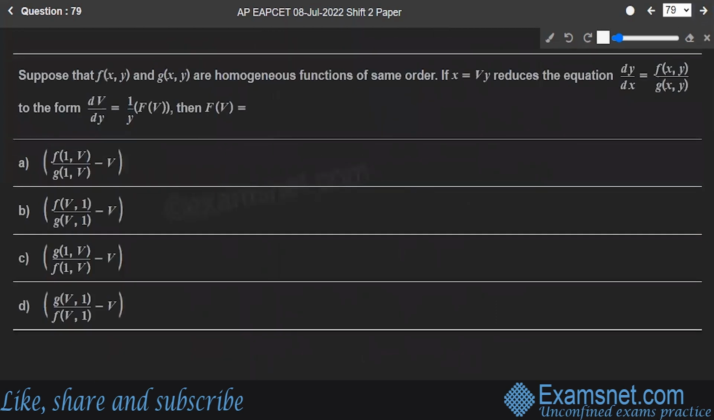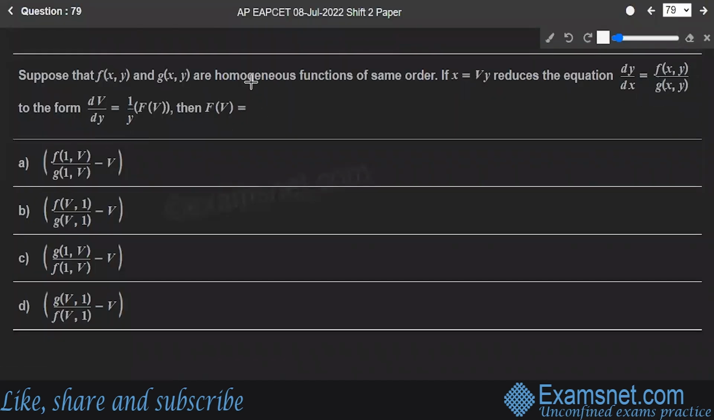Now, suppose that you are given two functions, f and g. They are the homogeneous functions of the same order, and you have x is equal to vy. It reduces the equation to this form. Then f of v is equal to what? So now you know one thing you're given, dy by dx is equal to f xy upon g xy. One more thing, x is equal to vy.